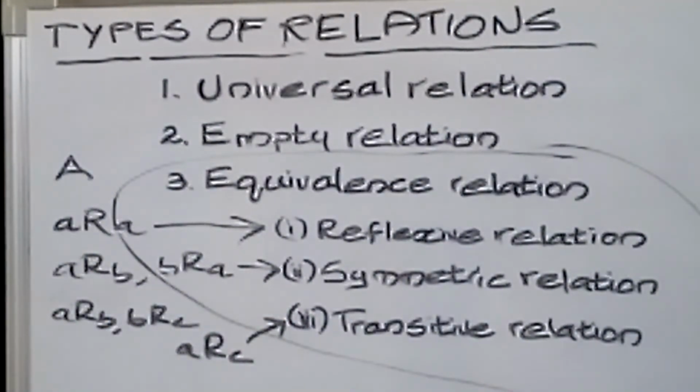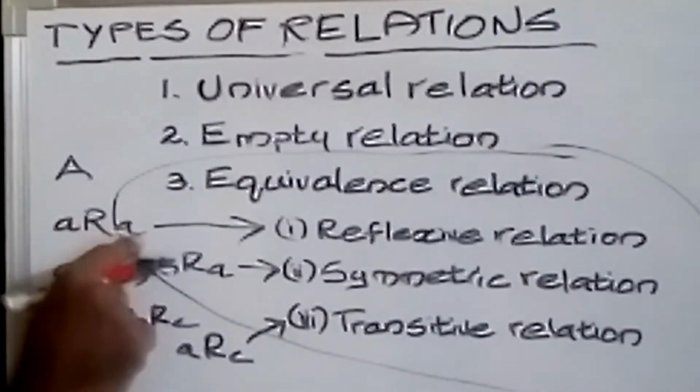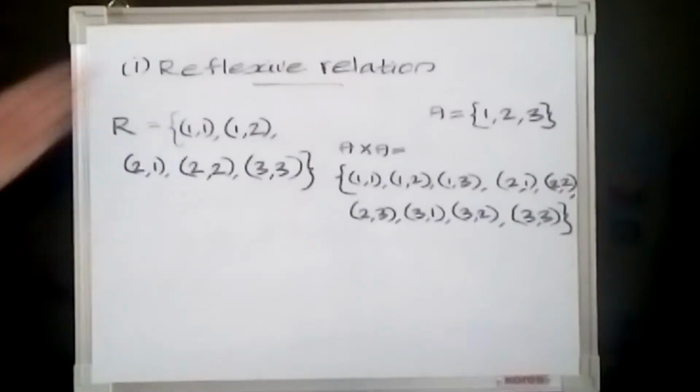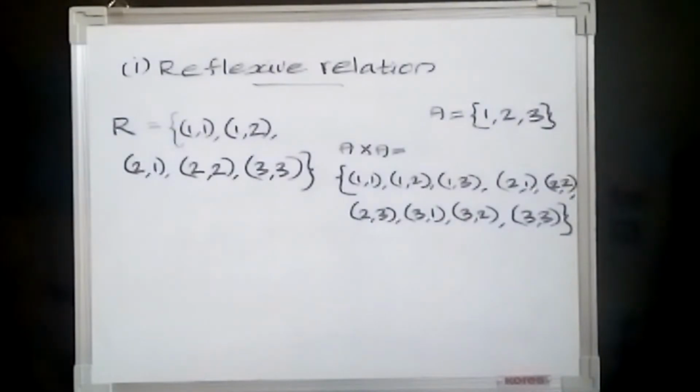Once more, the first one is reflexive relation. Consider the set A. If every element of A is related to A itself, the relation is said to be the reflexive relation. We write (a, a), or a is related to a. We are going to explain a reflexive relation in detail.